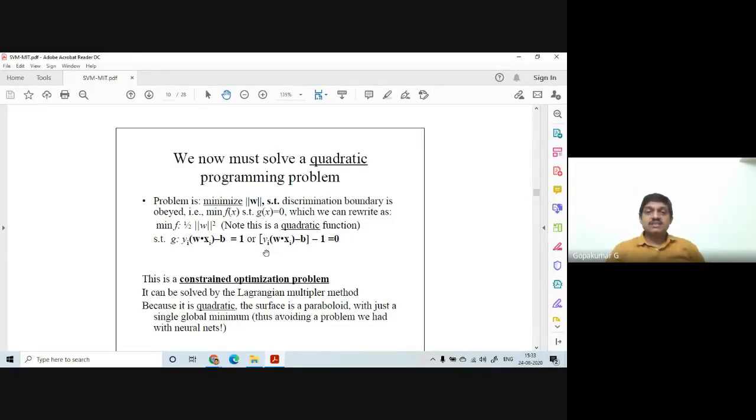Constraint is y_i into (w·x minus b), where y_i is the class label, w is the weight vector, x is the input, and b is the bias, minus 1 is equal to 0. This is a condition. So it is actually an optimization problem. You have to minimize the modulus of w with respect to this particular constraint. It's a constraint optimization problem.